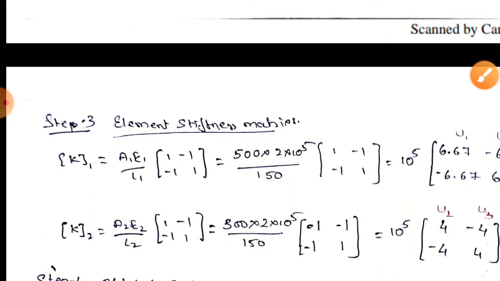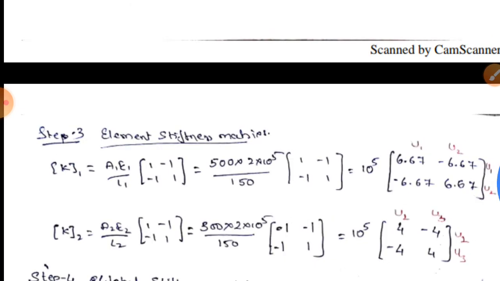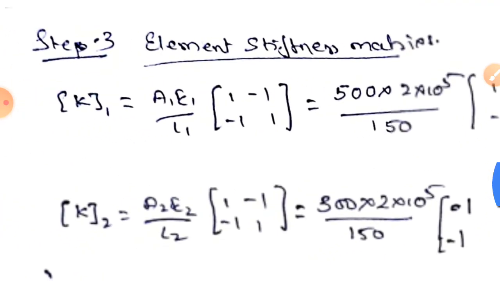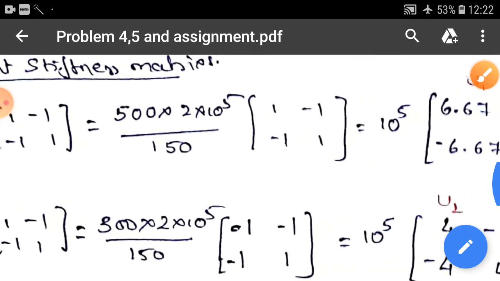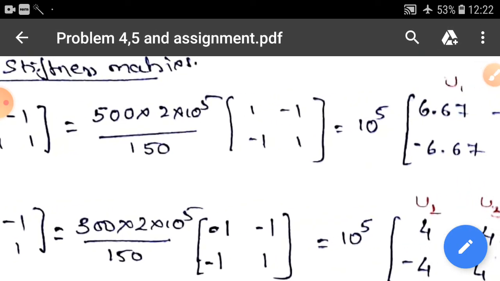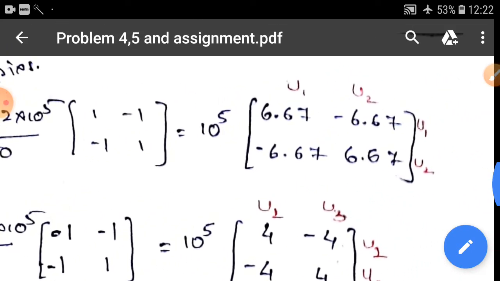Next come to the element stiffness matrix. Element stiffness matrix K1 is A1 E1 by L1 times [1 -1; -1 1]. Substitute the values, that is 500 mm square into 2 into 10 to the 5 divided by 150. Simplify it and it becomes 6.67, and multiply it into the matrix. Then u1 and u2 are the displacements associated with it, so u1 and u2 are written on top of the columns and the side of the rows.